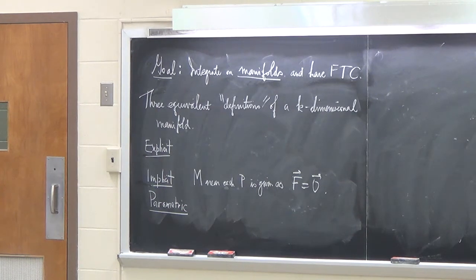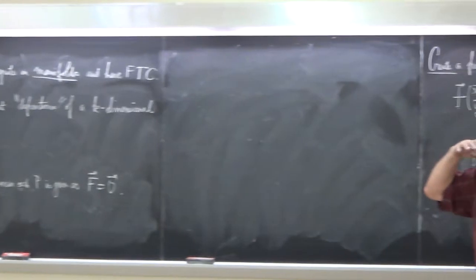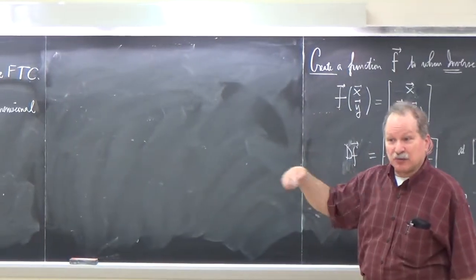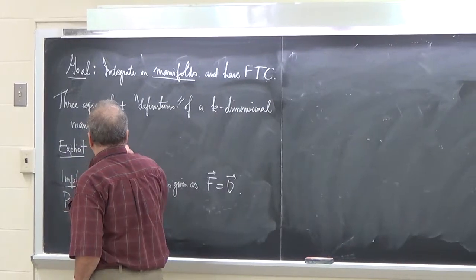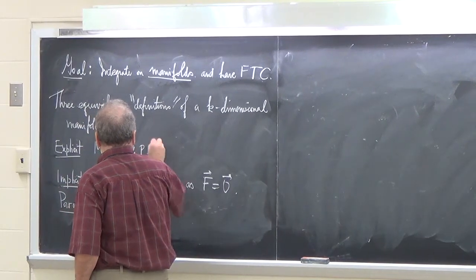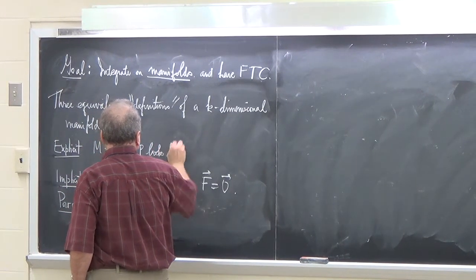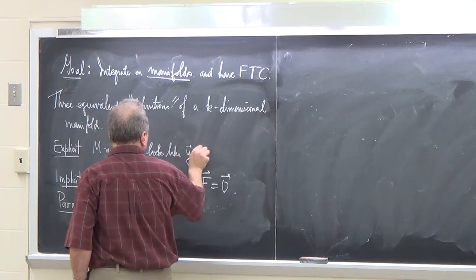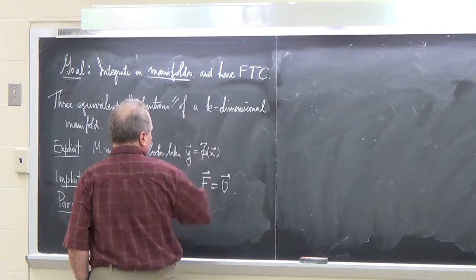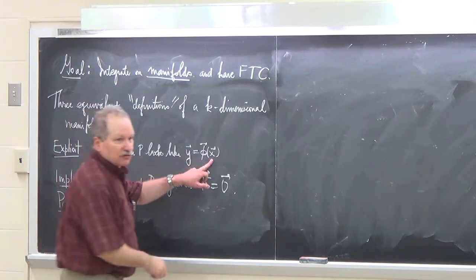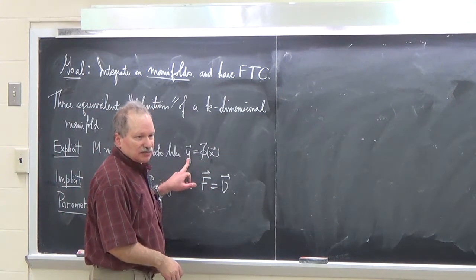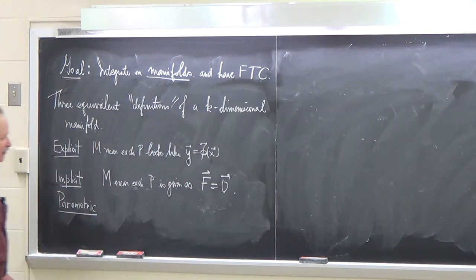So an explicit representation of a high-dimensional surface is going to be a graph with respect to certain independent variables x. So M near each point P looks like y equals phi of x, where you choose some k coordinates for your x, and these are the remaining coordinates. So I'll write this all out carefully in there.